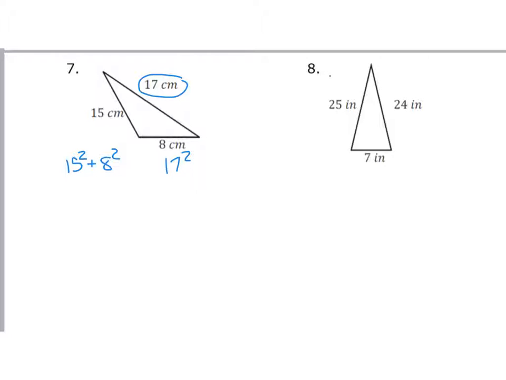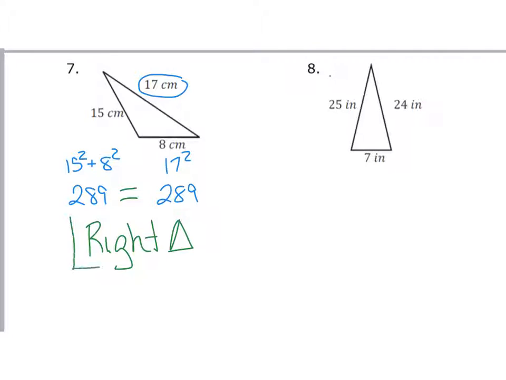15 squared plus 8 squared is 289. 17 squared is also 289. So even though this triangle looks like it's obtuse, this picture is not to scale. This picture is classified as a right triangle because I ended up with 2 equal sides.